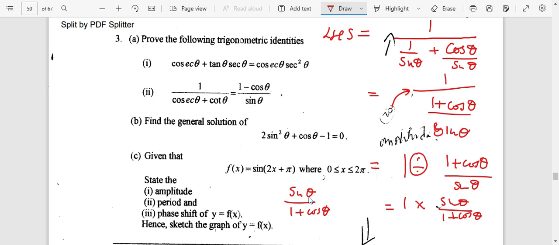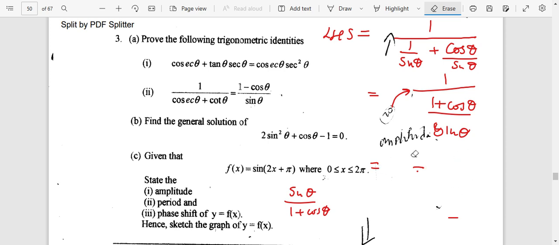But is this where we want to go? This is not where we want to go, right? And it is going to again trigger your thinking. Like, okay, think of it. How can you move from sin theta over 1 plus cos theta going to 1 minus cos theta over sin theta? What do you think?